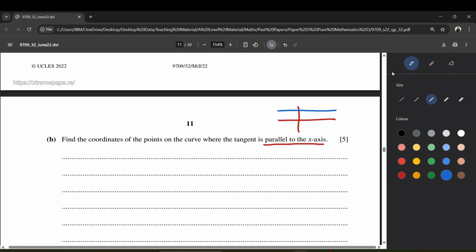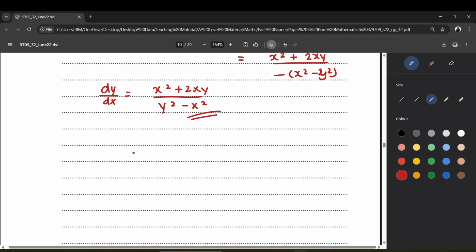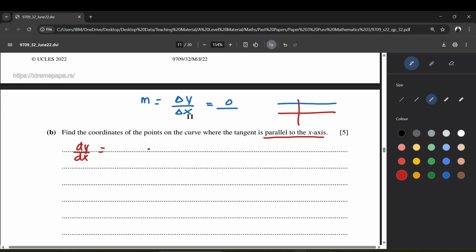So if I were to ask you what is the change in y, because the gradient is change in y over change in x, the change in y is going to be equal to 0. So no matter what the change in x is, even if it's 1,000, your gradient is going to be equal to 0. So what part of our gradient is actually 0? It is the numerator. First of all, let me write down dy/dx. That was x squared plus 2xy divided by y squared minus x squared.